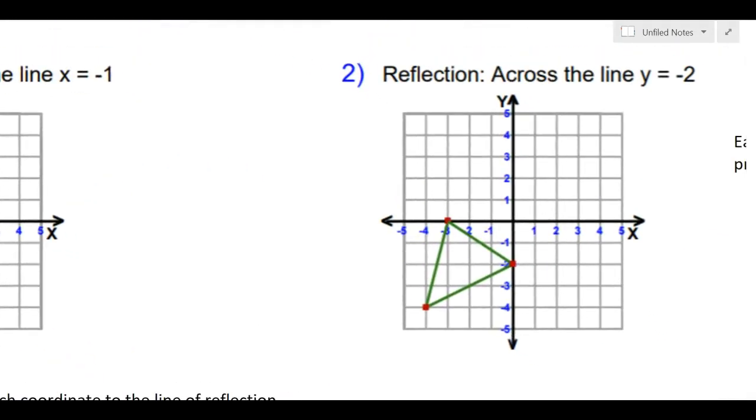Same thing here, y is -2. I say this is 1, 2 away, so 1, 2 away. This is 1, 2 away, 1, 2 away. And then this point is directly on the line of reflection, so it's not actually going to change at all. And that's how we reflect an image when the line of reflection goes directly through it.